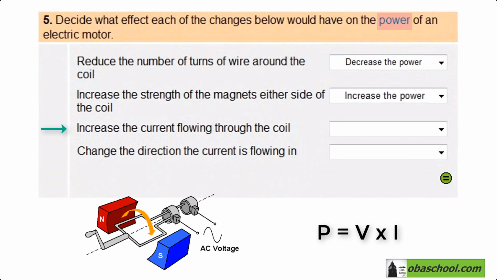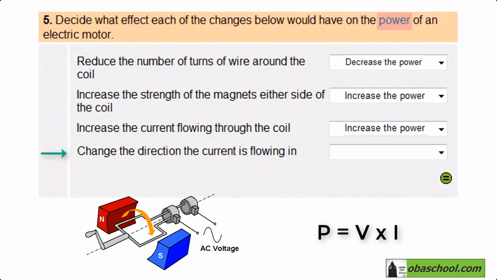Now, if we increase the current flowing through the coil, how does this affect the power of the electric motor? Well, you seem to be thinking correctly. Increasing the current means increasing the power.